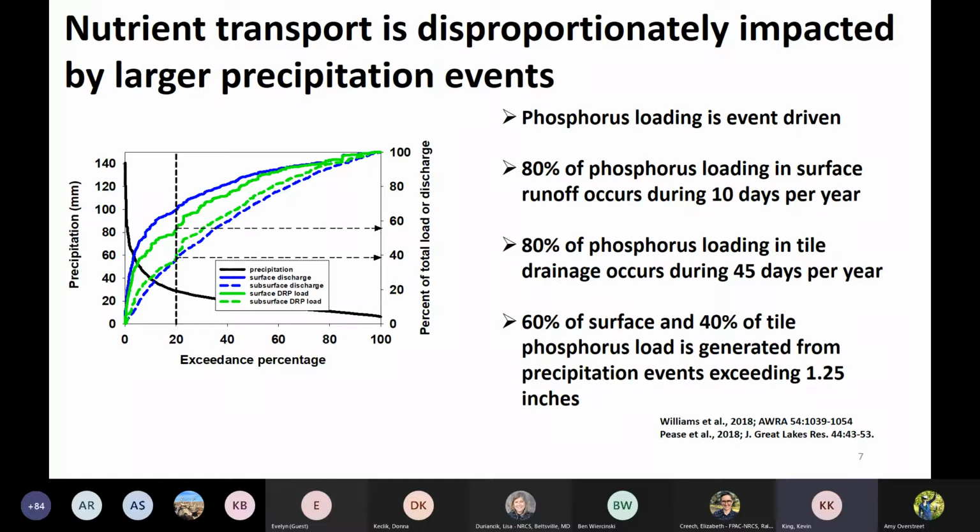Similarly, looking at this from a precipitation standpoint, we can see that approximately 60% of the surface phosphorus loss and 40% of the subsurface tile phosphorus loss originates from the top 20% of precipitation events. Here, that top 20% of events is approximately equal to 1¼ inches of rainfall. As rainfall volumes and intensities increase, this transport problem will only be exacerbated. Thus the need for both nutrient management and water management.